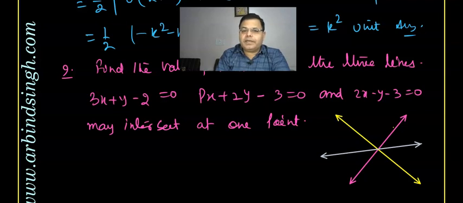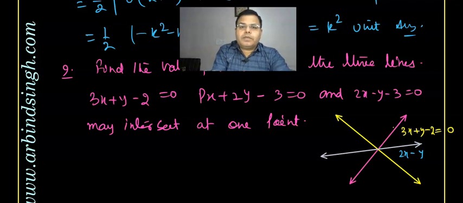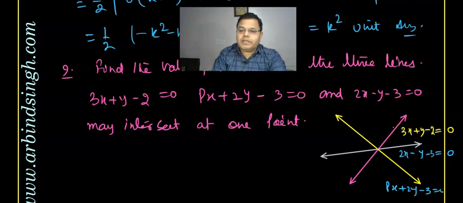The first line is 3x plus y minus 2 is equal to 0. The second one is 2x minus y minus 3 is equal to 0. And the third one is px plus 2y minus 3 is equal to 0.